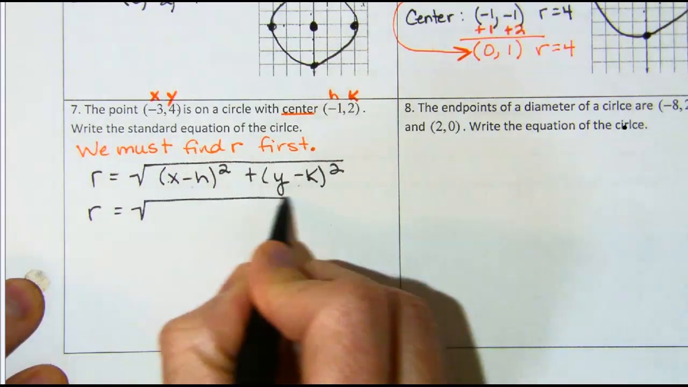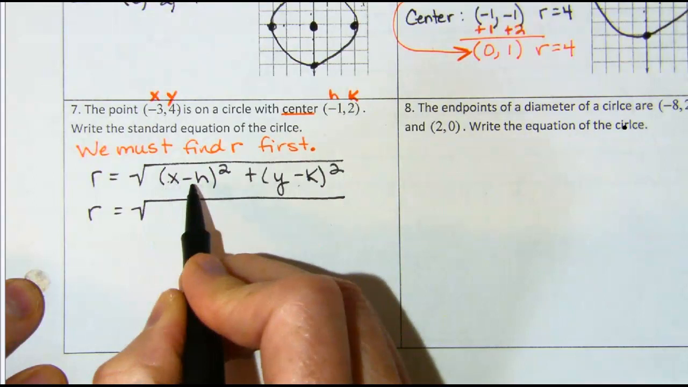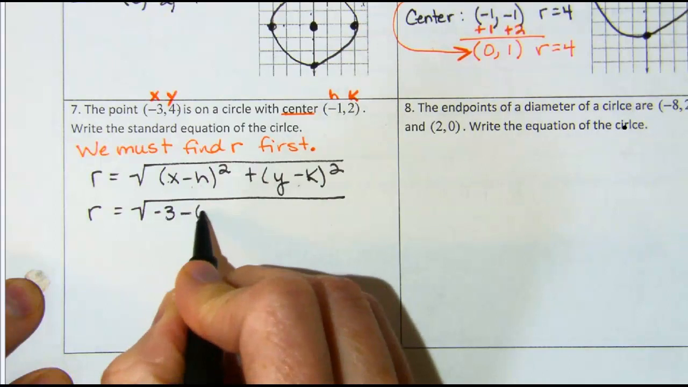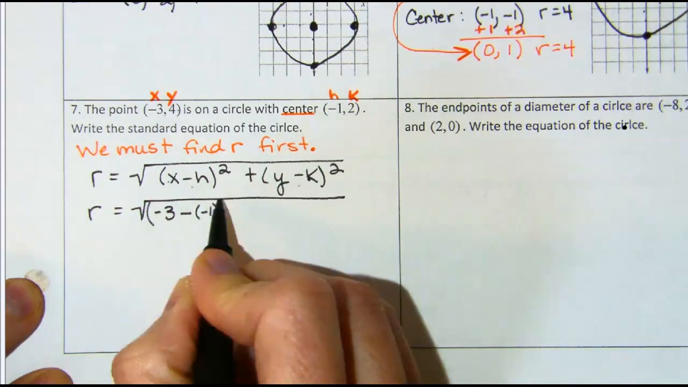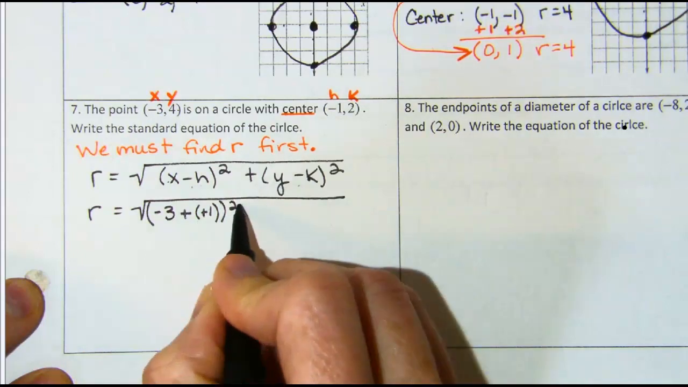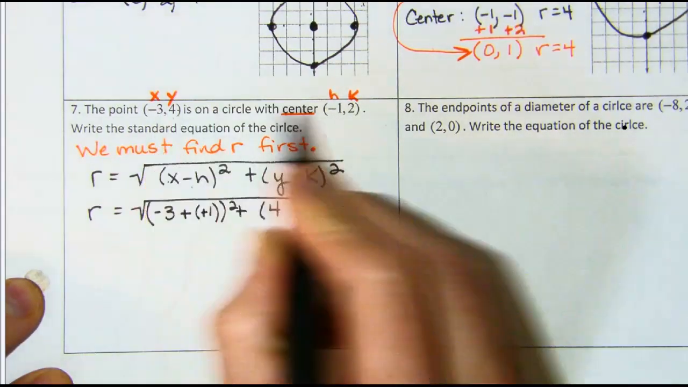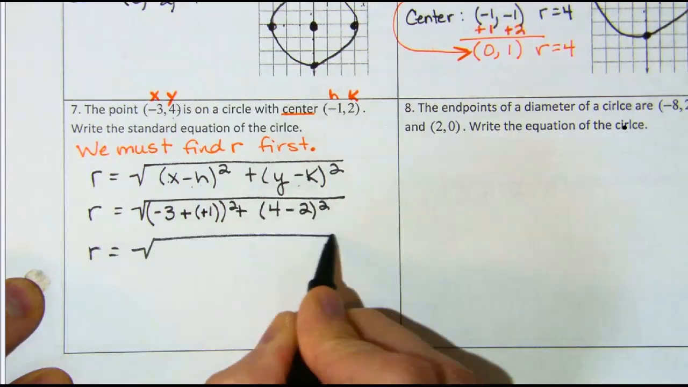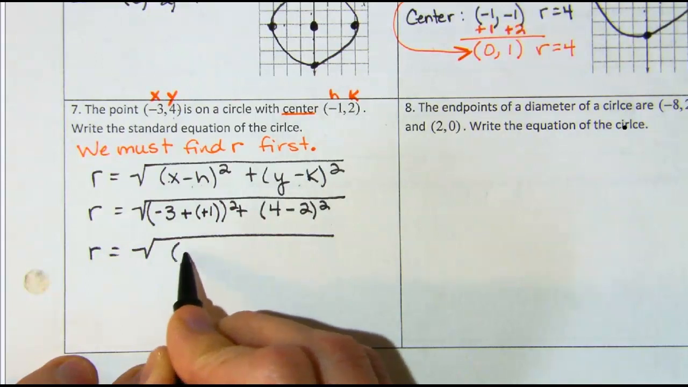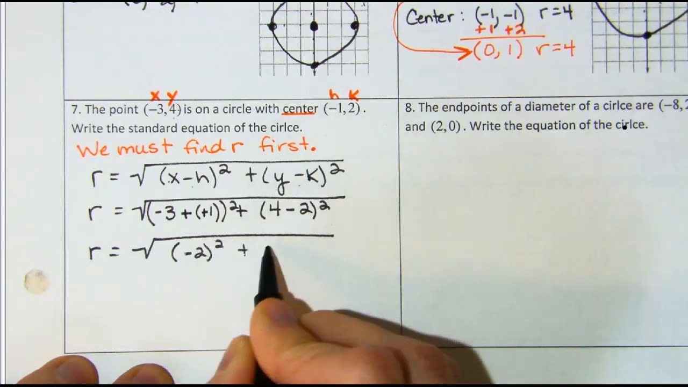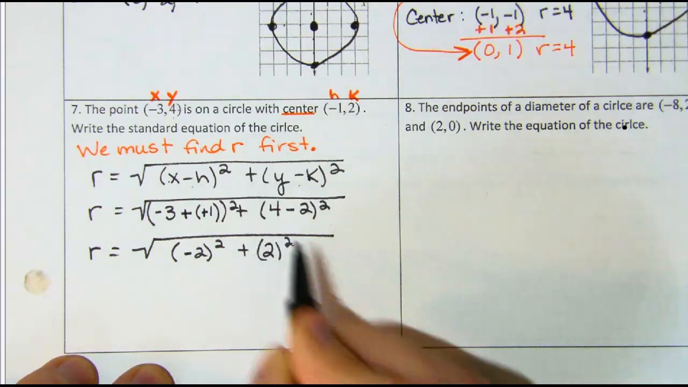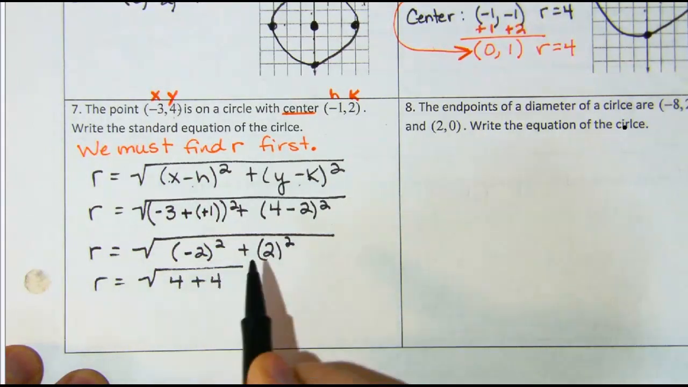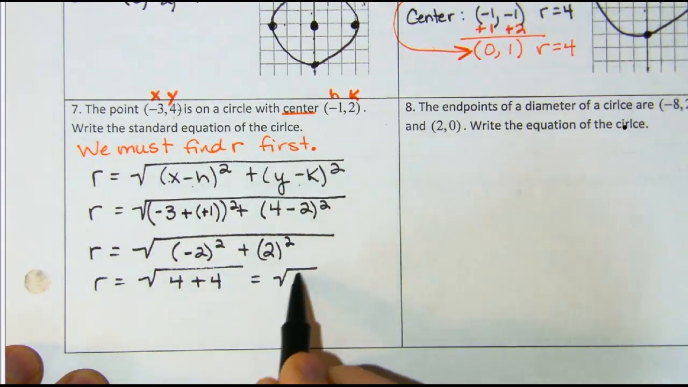So r equals, okay, x minus h. So -3 subtract a -1. Okay, and that's all squared, so that's really plus right there. Plus 4, y, subtract 2 squared. Continue to clean it up. Here I'm getting -2 squared. Here I'm getting +2 squared. So r is going to equal the square root of 4 plus 4, which equals square root 8.